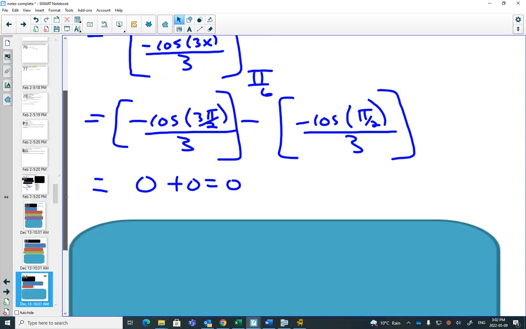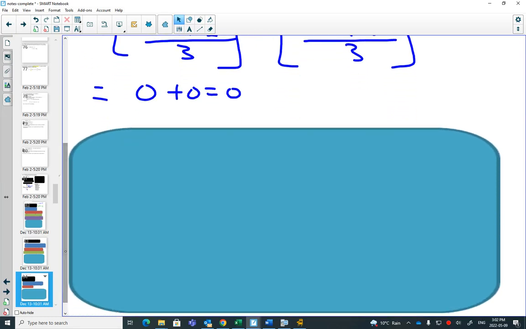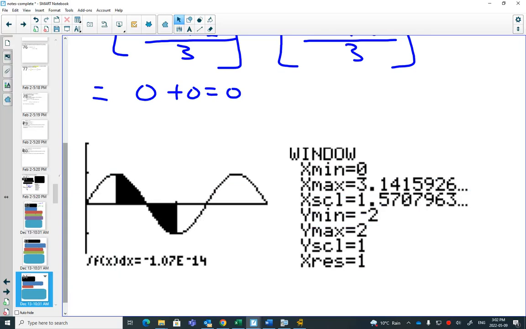Now, when we draw the picture, something interesting happens. When we draw the picture and we look at it, and it shades it in, how is that area 0? When you integrate and find areas under curves, it considers areas above the x-axis as positive and areas below the x-axis as negative. So in this situation, the one area canceled out the other area.